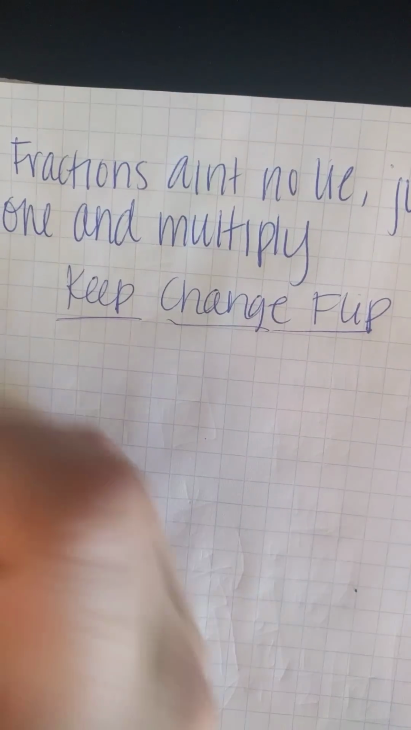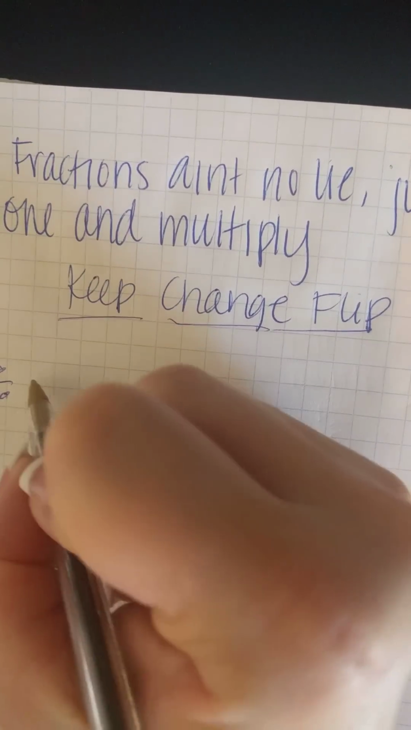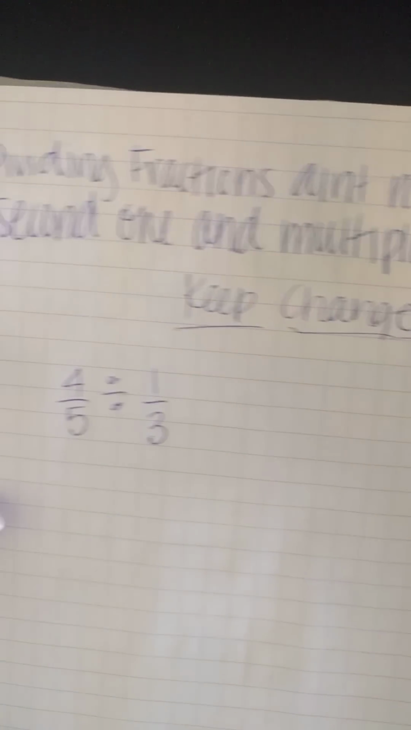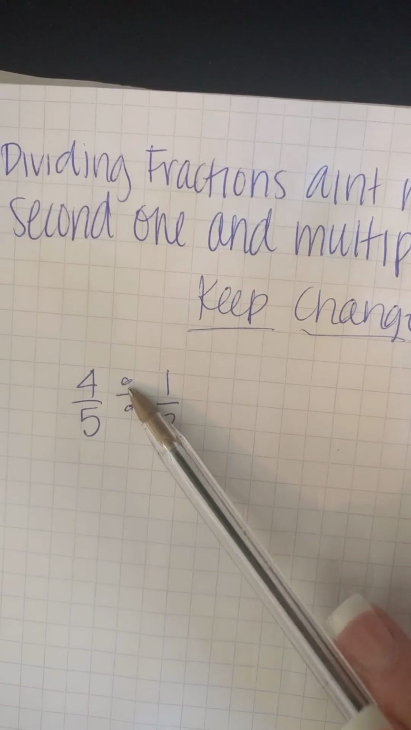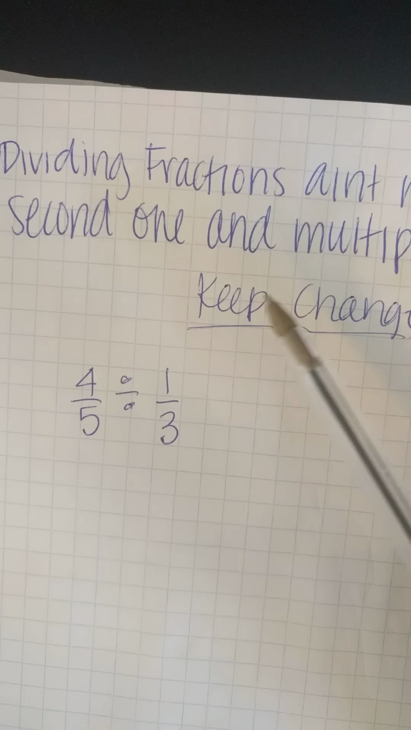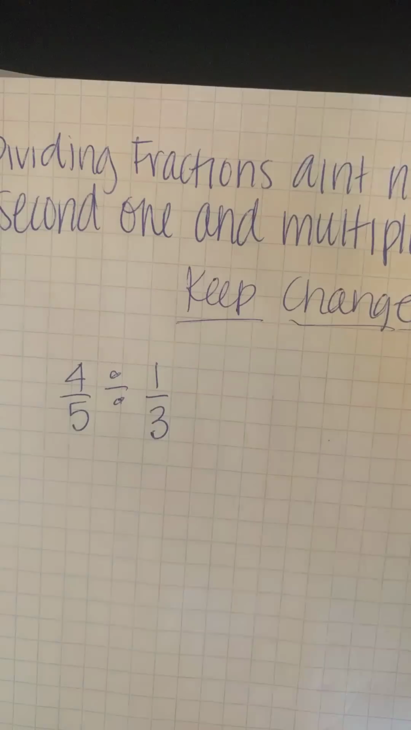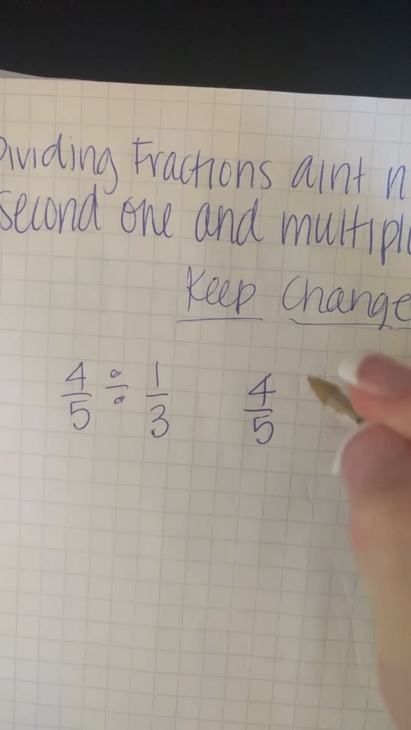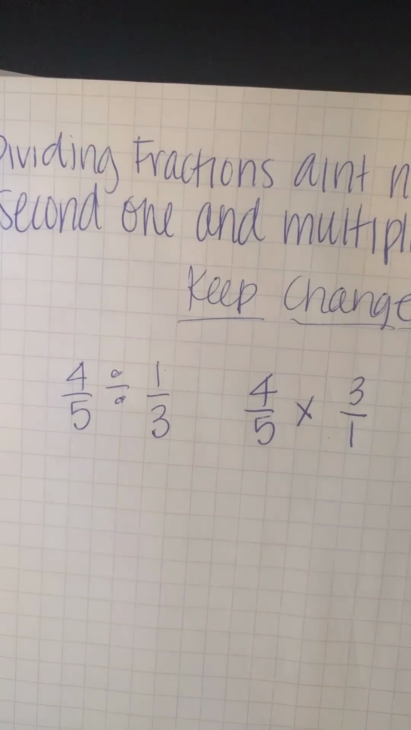So if I gave you the fraction 4/5 divided by 1/3. This is our first example. So we're going to write that in our journal somewhere, and you're going to work this out with me. So remember, keep, change, flip. Or dividing fractions ain't no lie. Just flip the second one and multiply. So we are going to flip the second one, 1 over 3. We're going to flip it. That's 3 over 1, and then we're going to multiply.